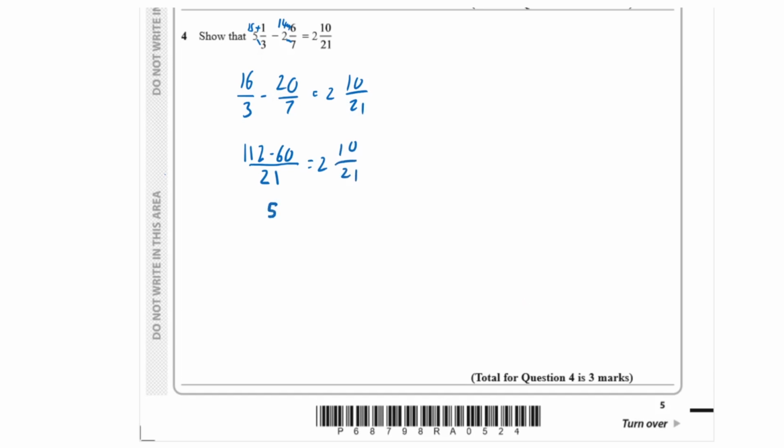Now, 52 divided by 21 is equal to 2 10/21. And since the closest multiple of 21 is 42, 52 minus 42 is 10. So 2 10/21 is equal to 2 10/21.